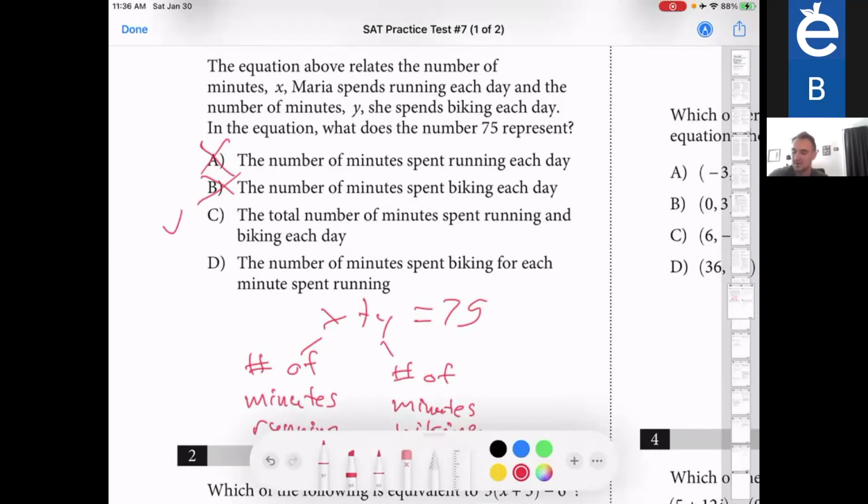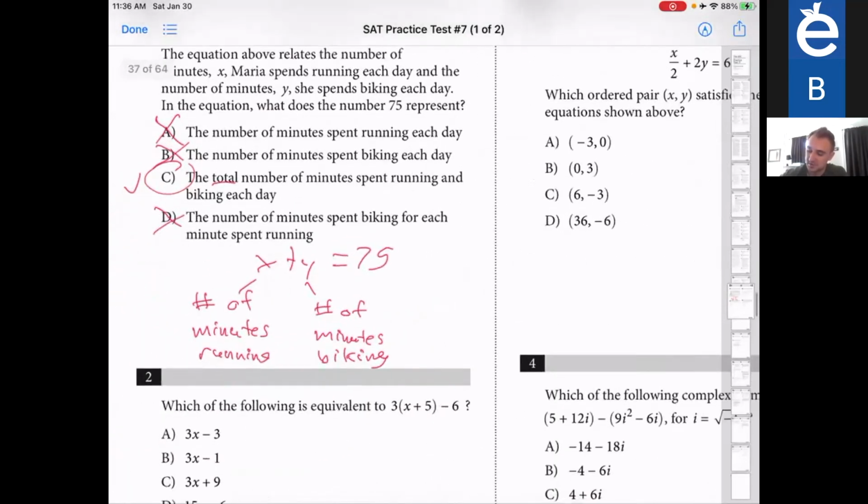And then D, the number of minutes spent biking for each minute spent running. That would kind of imply some ratio or fraction. So no, that's not right. It's just the sum total. So total, so giveaway here, C is our answer.